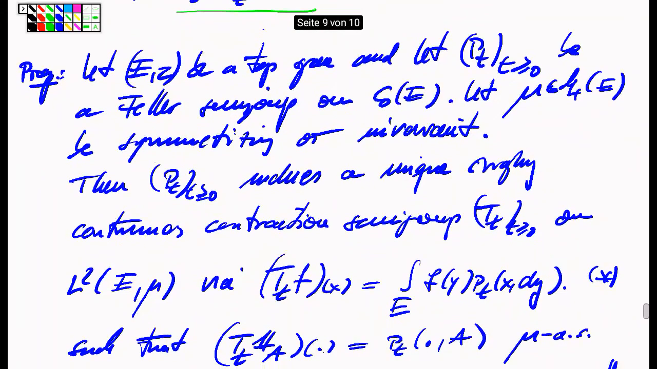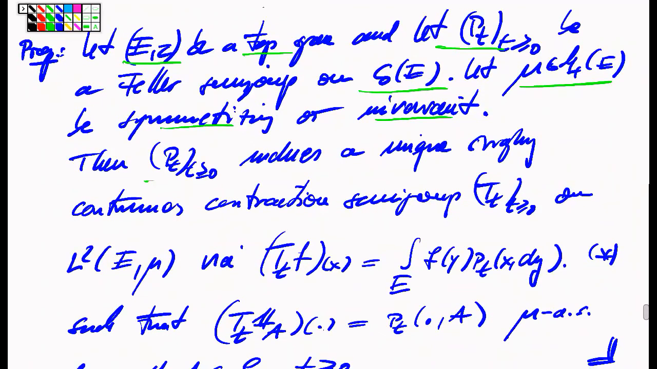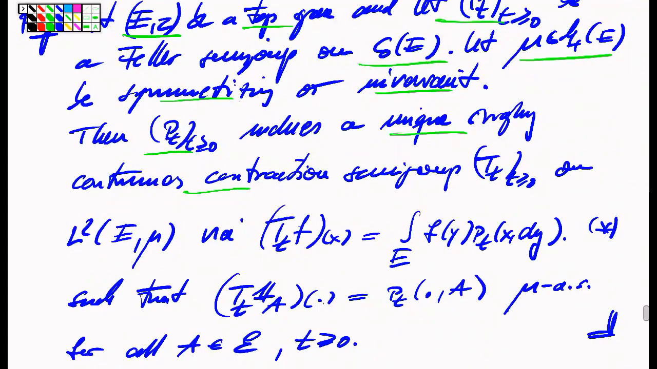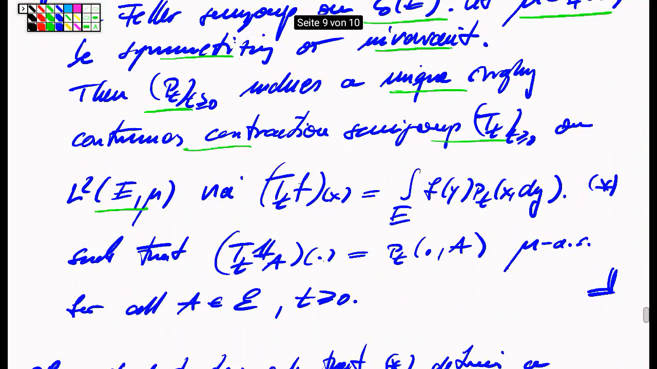And that's the final concept of today, I guess, namely if we have a topological space and a Feller semigroup on this topological space, and suppose we have some positive measure which is either symmetrizing or invariant, then the claim is that P_t, this family of contraction operators, the family of Markov operators which are associated to this Feller semigroup, induce a unique strongly continuous contraction semigroup on the corresponding L2 spaces by means of extending this operation of Markov kernels now to L2 functions.